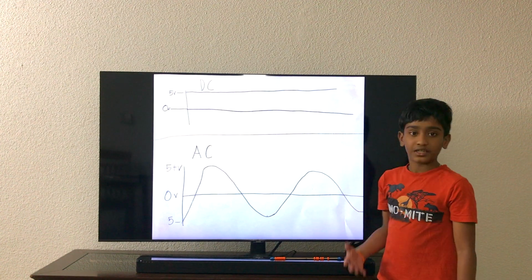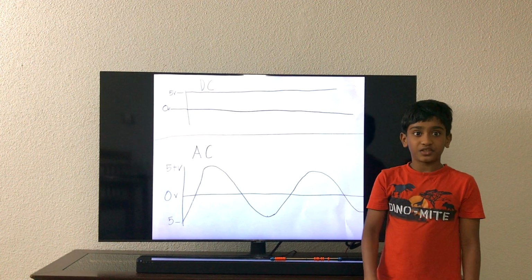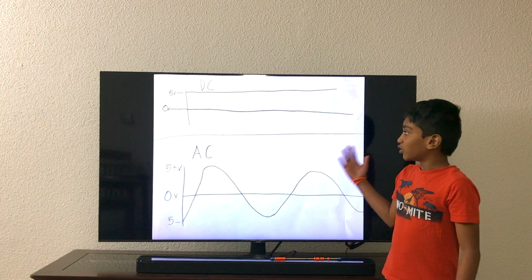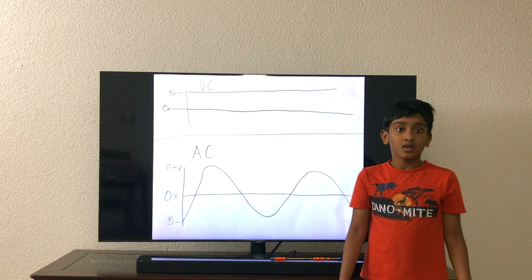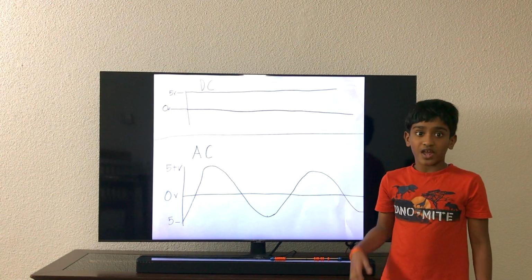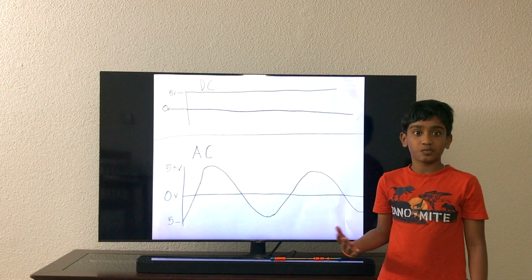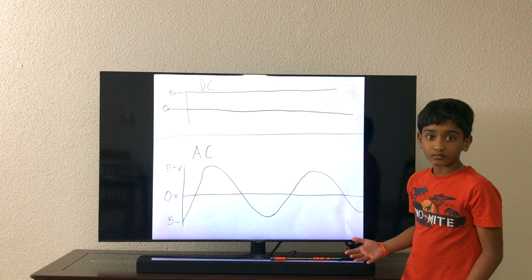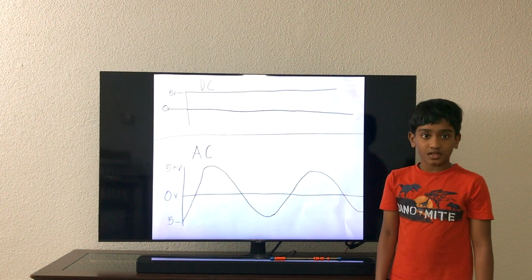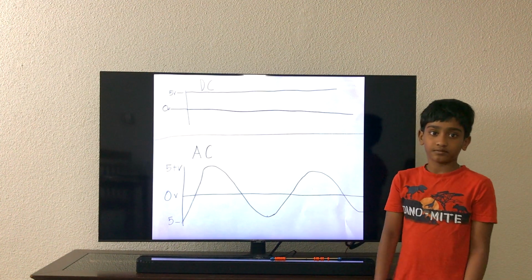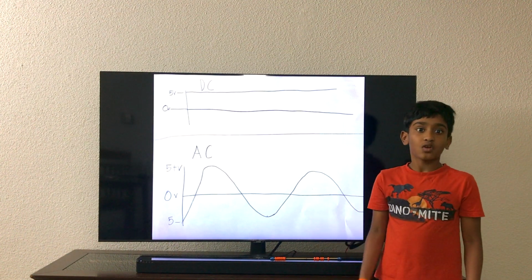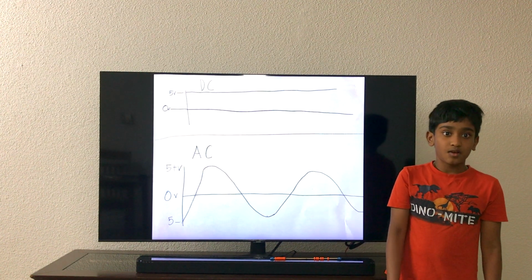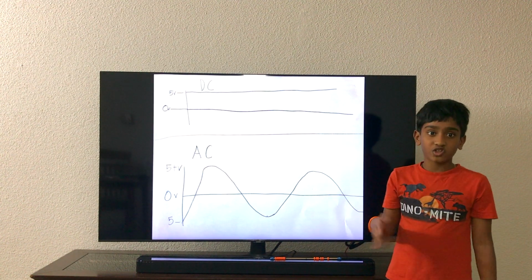First, let's look at DC. DC means direct current, which means direct. So the polarity never changes, which means the positive end of the circuit stays positive, and the negative end stays negative. On the other hand, in AC, the polarity keeps changing. In the first half, one end will be positive and the other end will be negative. But in the other half, it'll change.